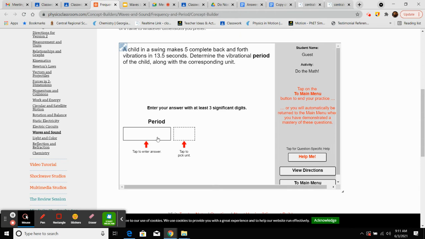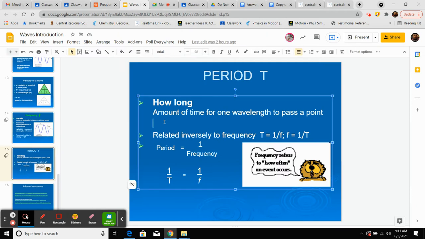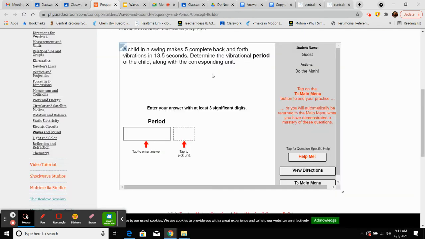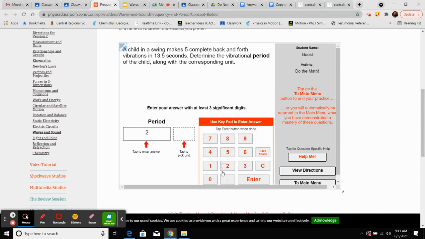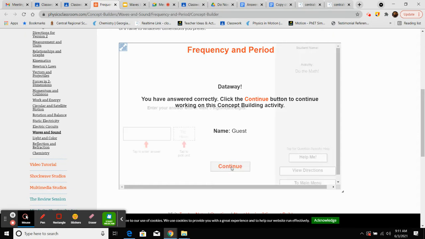13.5 divided by 5. All right, so we can just say total time divided by total cycles. And so 13.5 divided by 5 leaves me with 2.7. And what would my unit be for period? Is it meters per second? Hertz, seconds, meters per second, hertz, seconds. Seconds. Next.